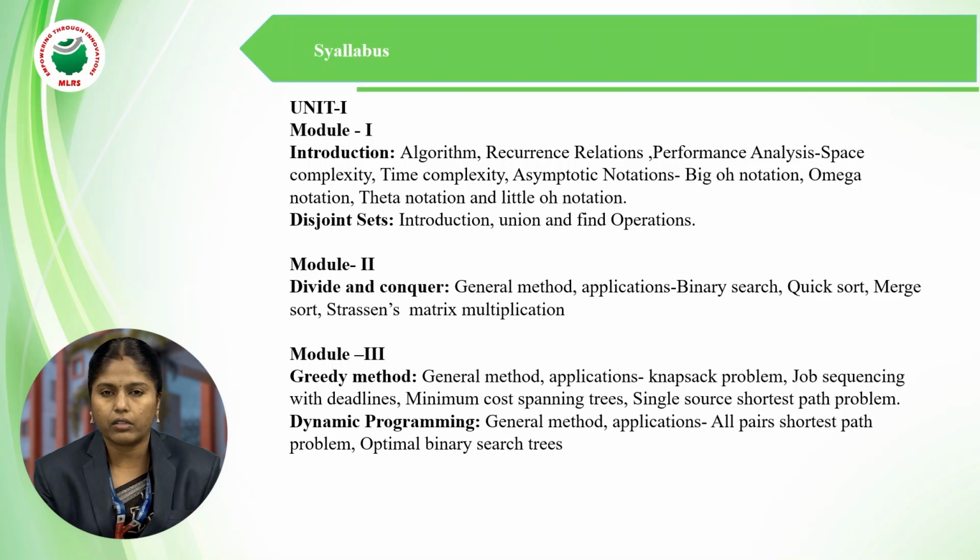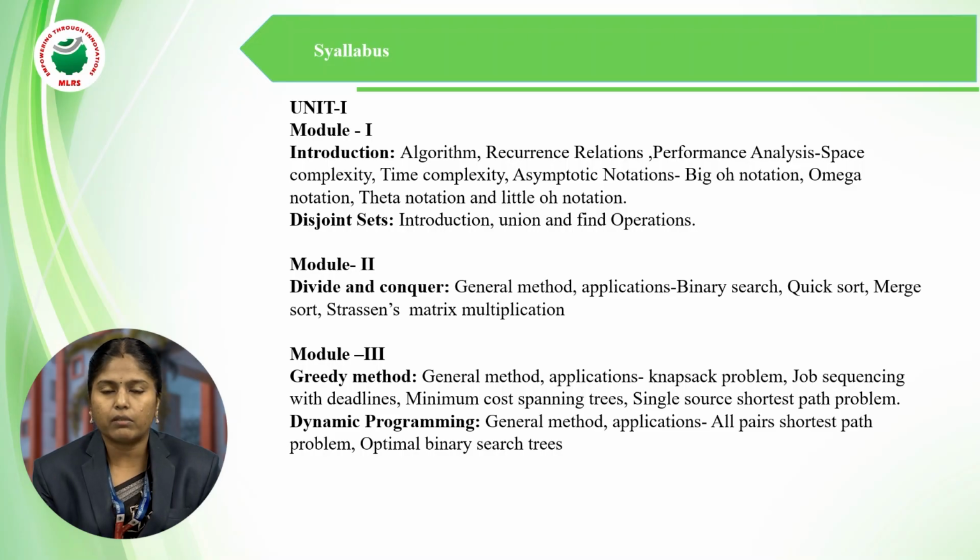In the first unit we are going to understand algorithms, performance analysis, space complexity, and time complexity. Time complexity is nothing but the minimum amount of time required to execute a certain problem. Space complexity is nothing but the minimum amount of space required by a particular algorithm. We also learn the asymptotic notations like big O, big omega, and big theta. There will be disjoint sets, and we are going to study the find operation and the union operation in the first unit.